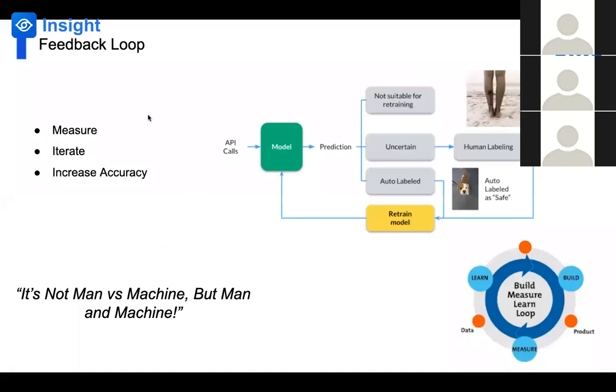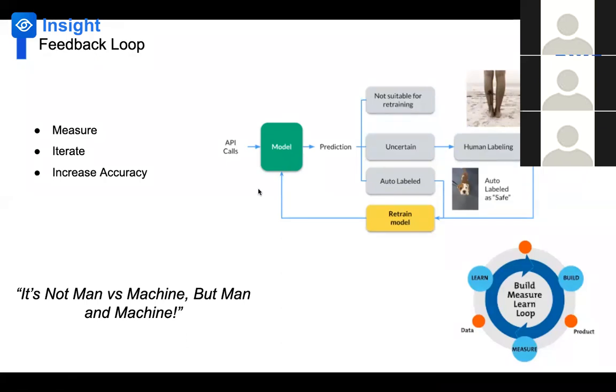The next critical part is building a feedback loop. Here I have taken an example where the model was supposed to label each and every image as to whether it is safe to be viewed or not. The model is looking at an image and predicting not suitable, uncertain, or suitable. There would be a feedback loop where a human would sit and look at the uncertain part, the images which the model doesn't have enough confidence on. And this feedback goes back to the model, which helps improve the output of the model.